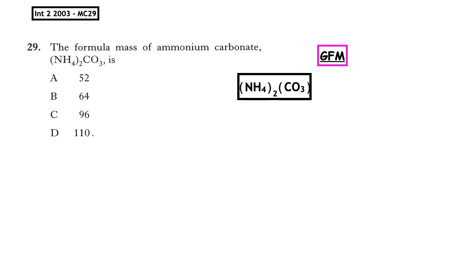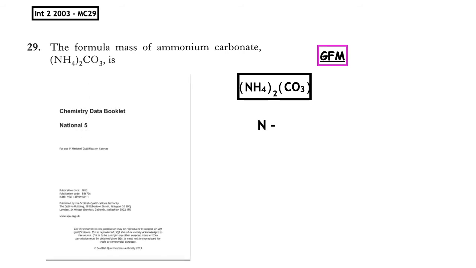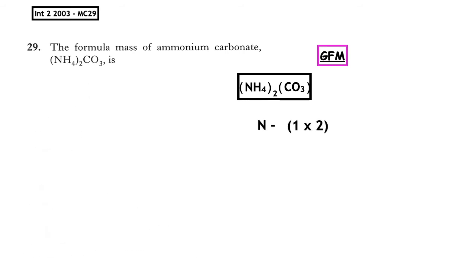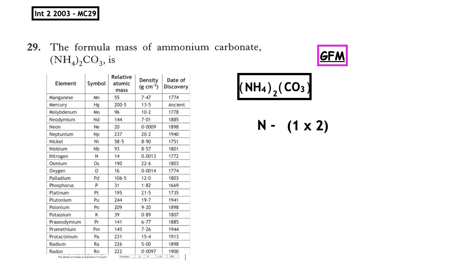Nitrogen, the symbol is N. How many do we have inside the bracket? We have 1 multiplied by the number outside the bracket, which is 2. And then we times it by the relative atomic mass, which can be found on page 7, which is 14. 1 times 2 is 2. 2 times 14 is 28.